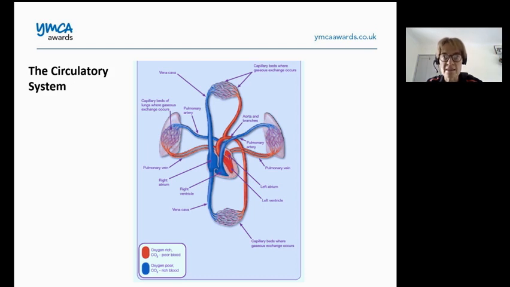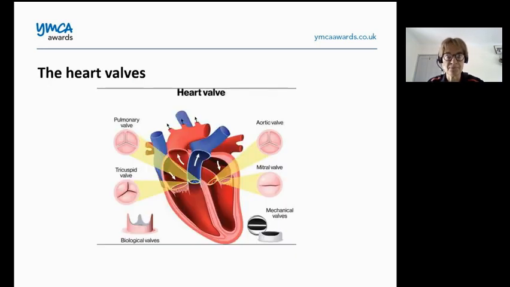But I think what's handy in this picture is you can see these capillary beds, these sort of mesh network of capillaries, remember, that are really thin, which is where exchange of gases and materials occur. So that just gives you a little reminder of how the entire circulatory system fits together.